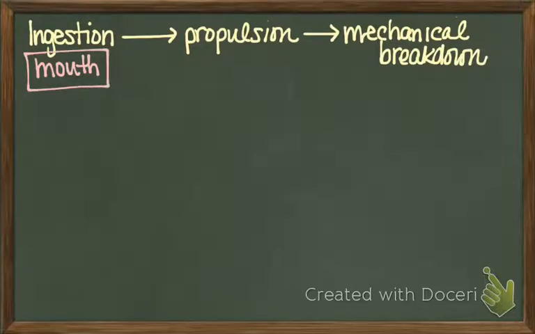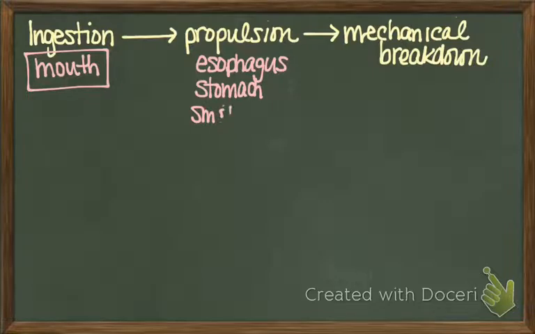It needs to be propelled into the pharynx and into the esophagus, and that's happening by peristalsis. So propulsion is occurring in a lot of places. The first place that we're going to see it, though, is in the esophagus. And this is moving food down into the stomach. We'll also see peristalsis in the stomach. We'll also see it in the small and large intestines.